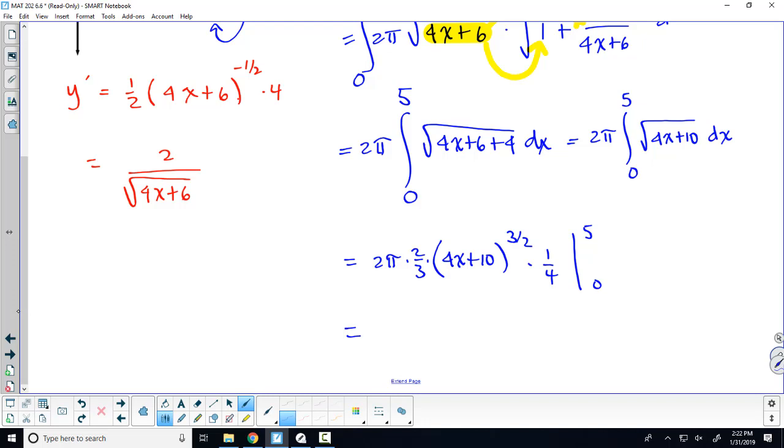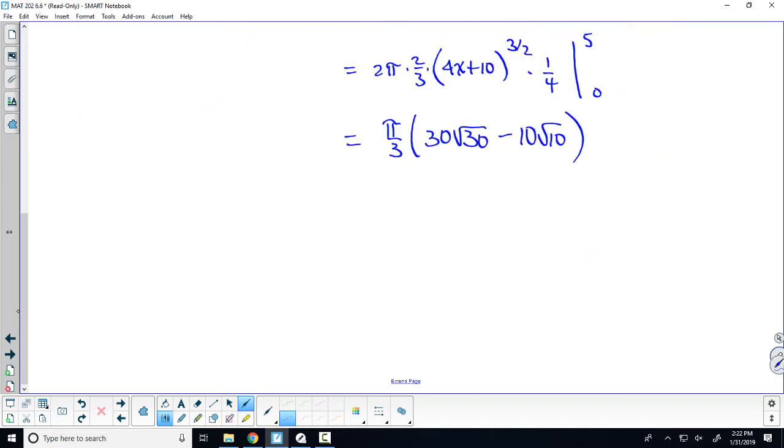Let's see, 4 will cancel with the 2 times 2, so we're left with pi over 3 out in front. Plug in 5, and 5 times 4 is 20, so we get 30 to the 3 halves, which we've seen quite a bit already, which is 30 root 30. Plug in 0, and we get 10 root 10. And if we factor out 10 root 10, we would end up with 10 root 10 pi divided by 3 times 3 root 3 minus 1.